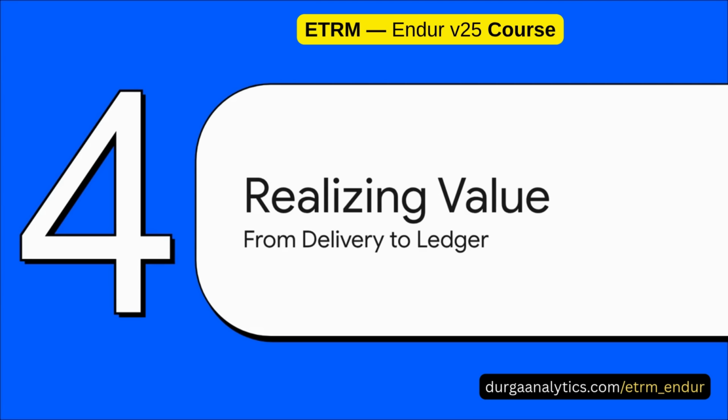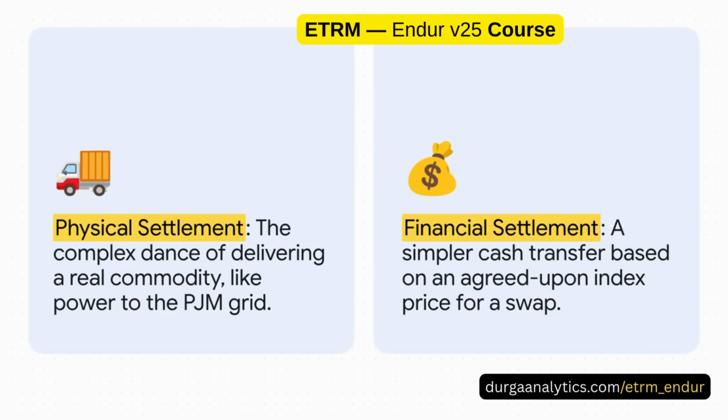This can happen in one of 2 ways, either through the physical delivery of a commodity or the financial settlement of cash. This is where the rubber really meets the road. For physical trade, say, delivering power into the PJM grid, it's this incredibly complex dance of nominations and scheduling. For a financial swap, it's much simpler.